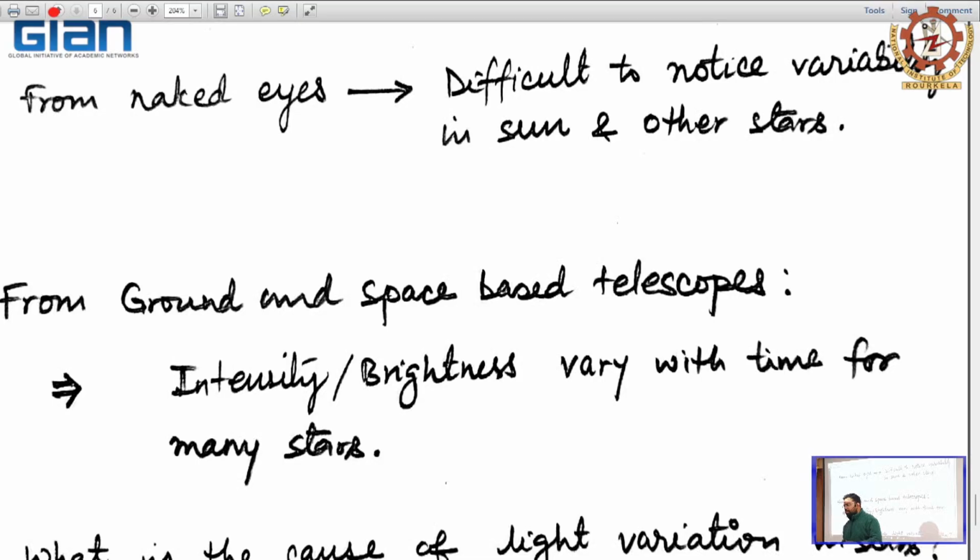What we will not be in a position to see, or cannot feel, from the naked eye. But when you move towards the sophisticated telescopes, many stars do not have constant brightness. Rather, their brightness is changing with respect to time, or their luminosity is changing with respect to time. So when we talk about variability or stellar variability, this is what we mean. It means that these stars are showing changes in their luminosity or in their brightness.